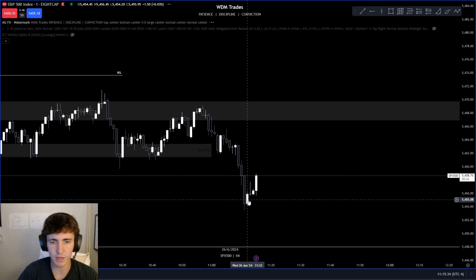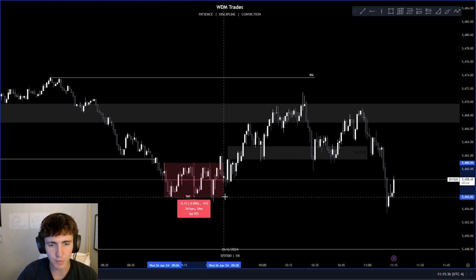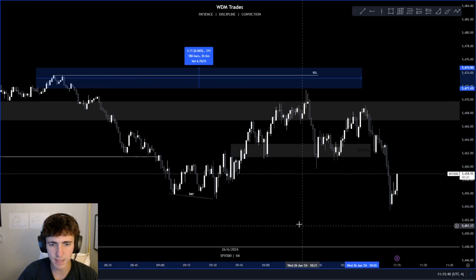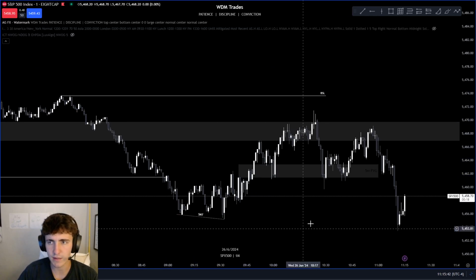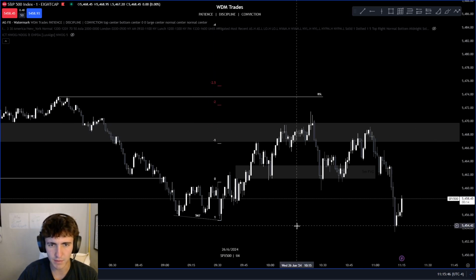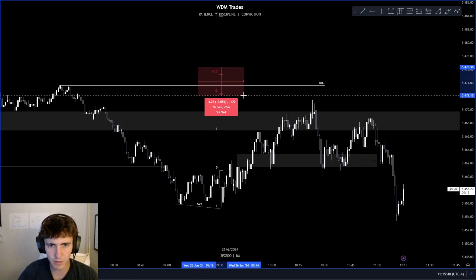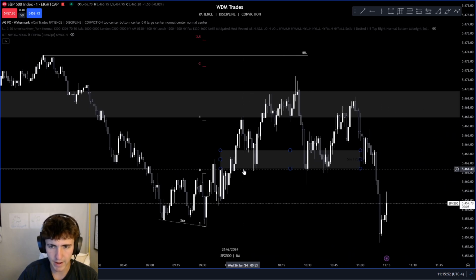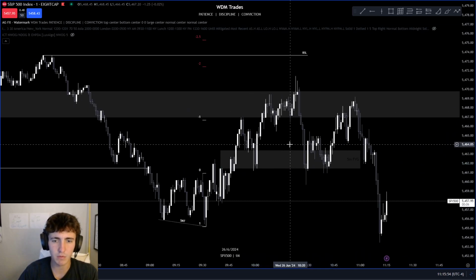I go down to the 1 minute. I kind of see this as an AMD: accumulation, manipulation, distribution. I wanted to see buy side get taken, and I also drew in standard deviation. Now, this isn't a terrible trade. Price action's kind of choppy today. It lined right up with my draw on liquidity, and my entry was not bad, but it could have been better.